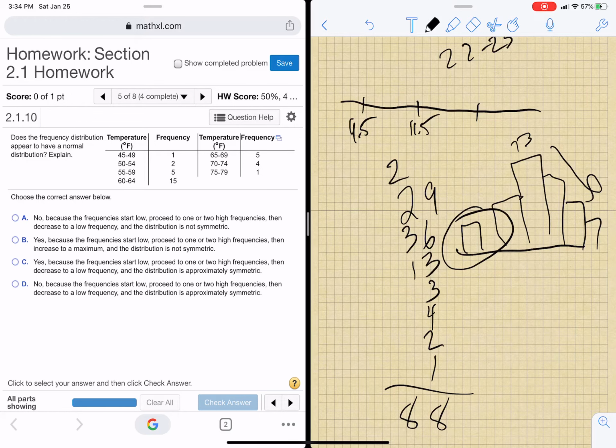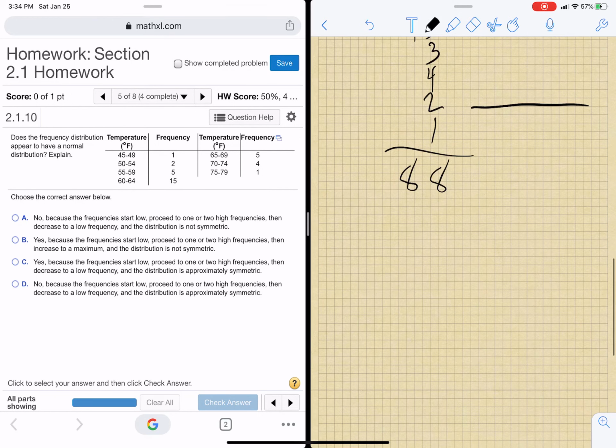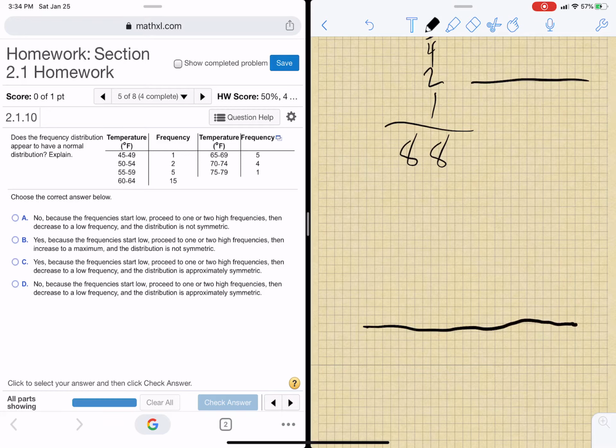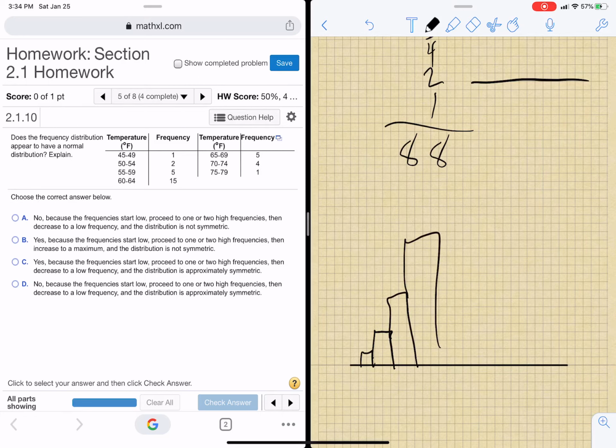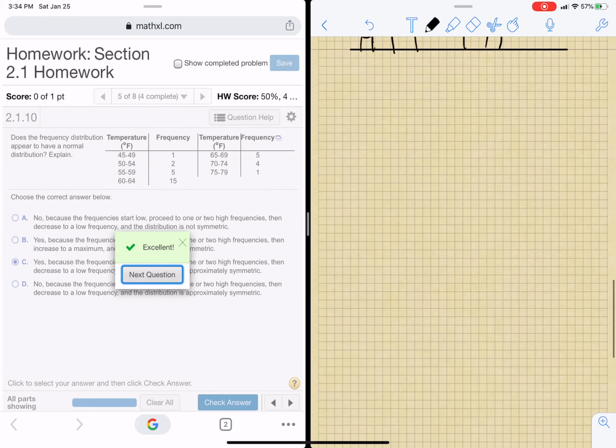Okay, here's another normal one. So it goes, let me go down here a little bit. Right, straight line? Nope, nope. Let's get a better straight line. Okay, good. So it goes 1, 2, up to 5, up to 15, back down to 5, down to 4, that's 1. That's definitely a yes. Wait, so start low, proceed to higher frequencies, then decrease. So it sounds like C is right, so I like C.